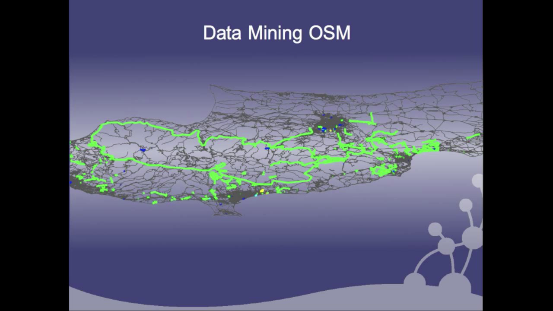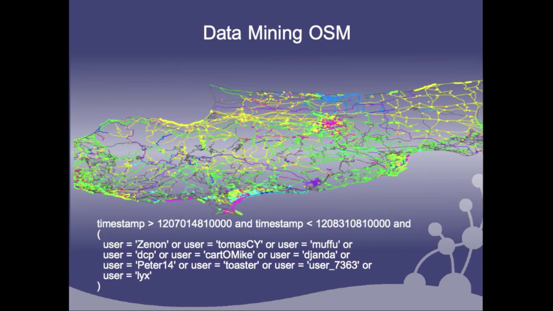This one, for me, I just did this myself. I wanted to analyze the contribution of people to OpenStreetMap, and I created an animation where you can see roads being built over time. This happens to be Cyprus. You run queries like that. We say, for this time slice, who are the most active users and where did they put their roads?